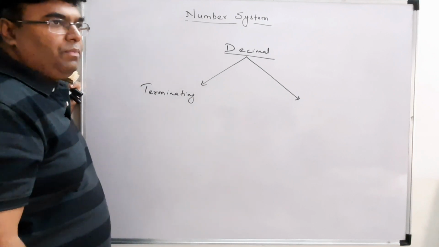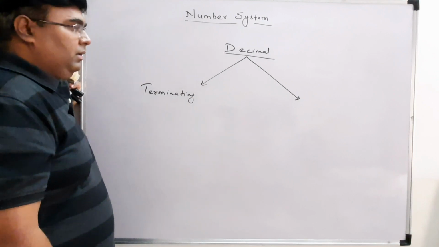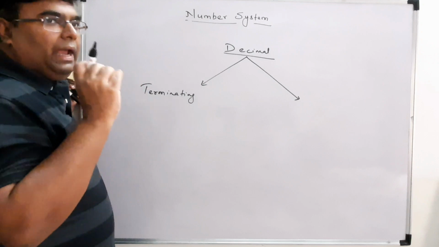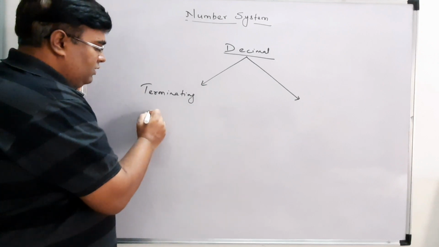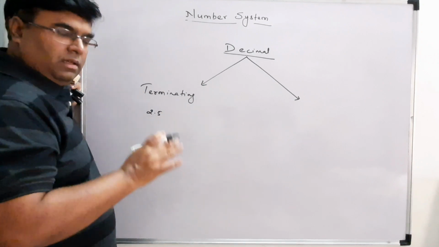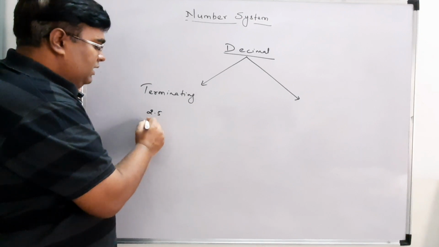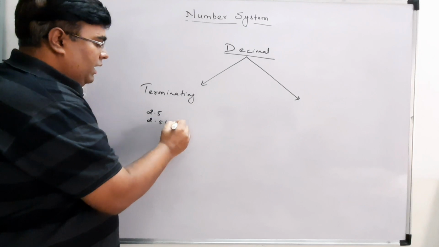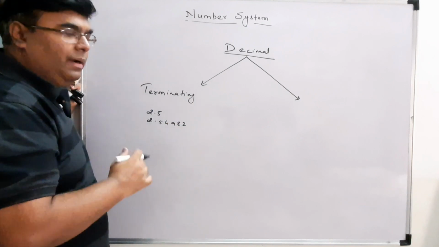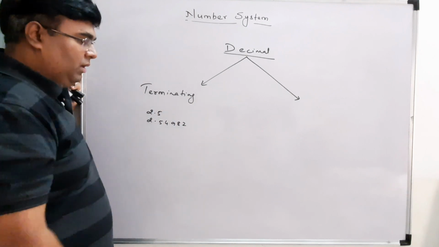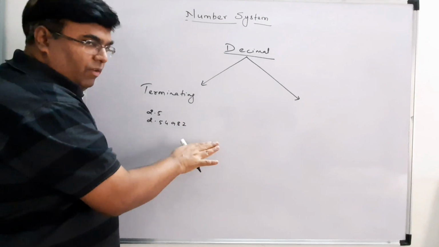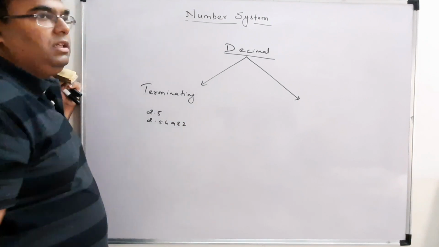Terminating. Okay, what is the meaning of terminating? Terminating means there is an end point. For example, 2.5, this number has an end point which is 5, or you can say 2.54982. It also has an end point which is 2. The numbers are going to stop somewhere, that's why it is known as terminating.